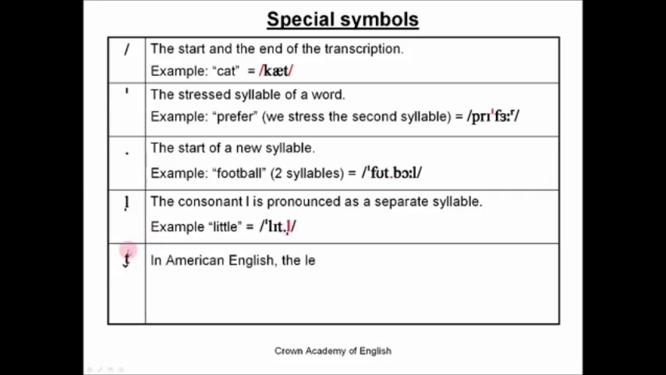And this symbol is only used in American English, okay? And it shows that the letter T in American English sometimes sounds like a letter D. So in British English we pronounce this butter, but some Americans pronounce it butter. Okay? So this is just for American English.